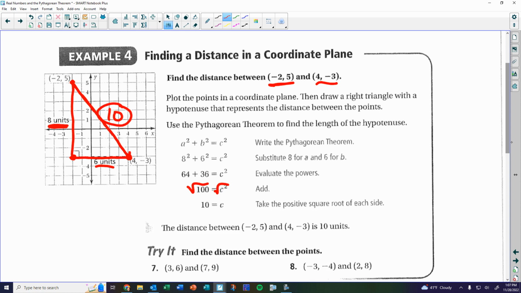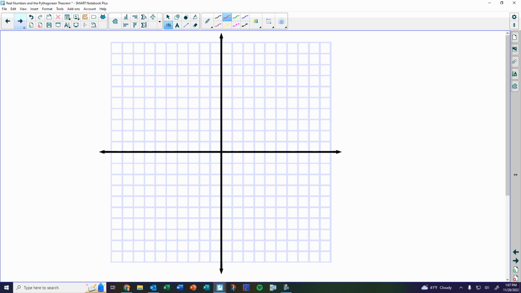All right? So let's do one, and I got a little graph here to show you. We're going to do number 7 together. All right? So this is number 7. Where's my little packet at? Because I need to see the point. That is 3, 6, and 7, 9 are the 2 points. So 3, 6 is over here, right there, and 7, 9 is like right there. So we need to find the length of that segment.